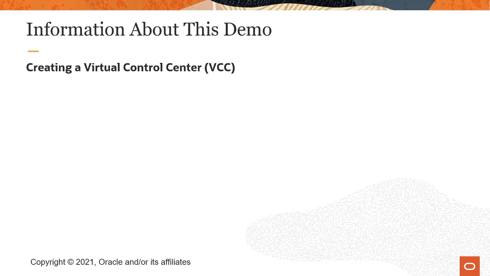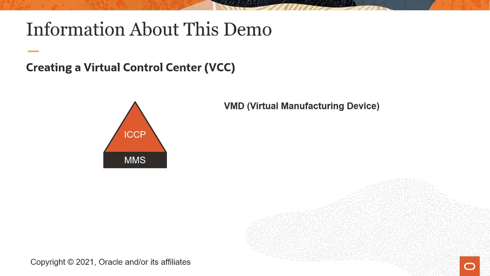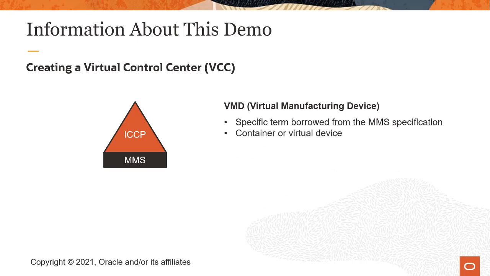In addition to a processor VMD, our ICCP client configuration is going to need a VMD to serve as the interface to our ICCP peer. This ICCP VMD is called a VCC. The ICCP communication protocol is built on top of an older specification called Manufacturing Message Specification, or MMS. The acronym VMD is a specific term borrowed from the MMS specification that we use in LEC server. So in essence, a VMD is a container or virtual device.